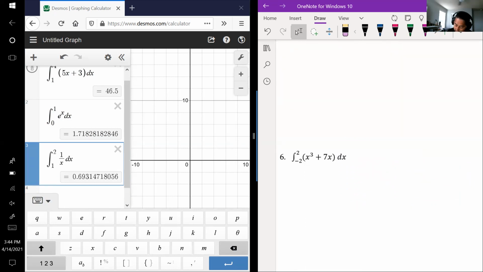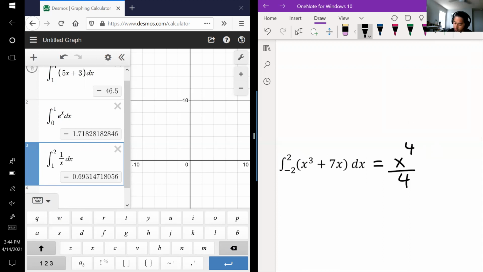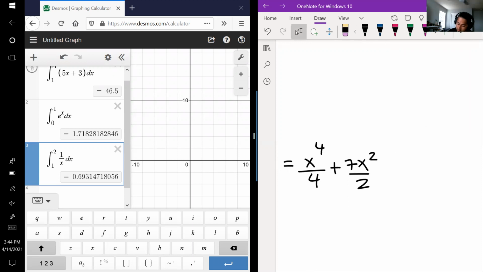6. You have the integral of -2 to 2 of x cubed plus 7x dx. All right. So for x cubed, this will be power rule. You'll get x to the 4th over 4 plus for 7x, that x will get power rule, and you'll end up with 7x squared over 2. And you evaluate it from -2 to 2.